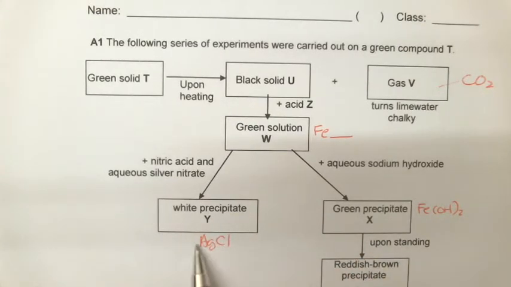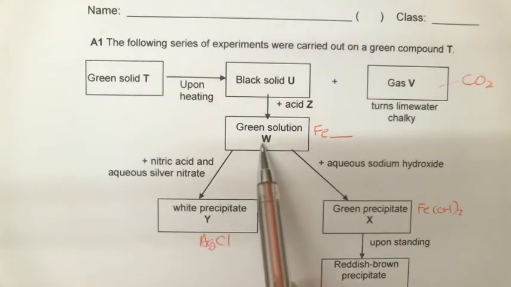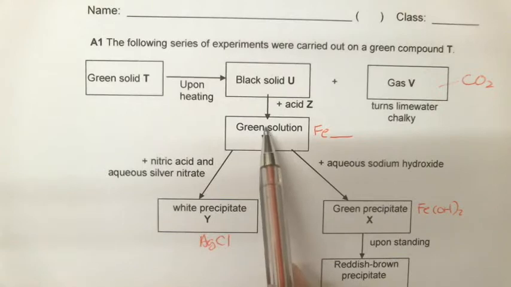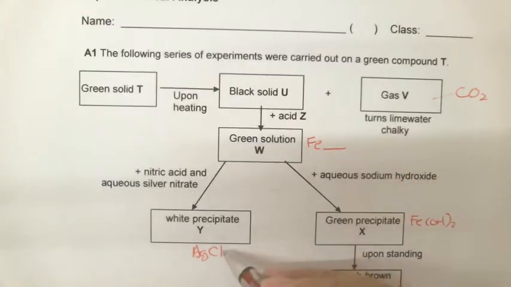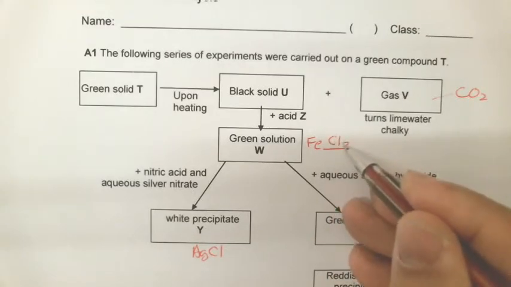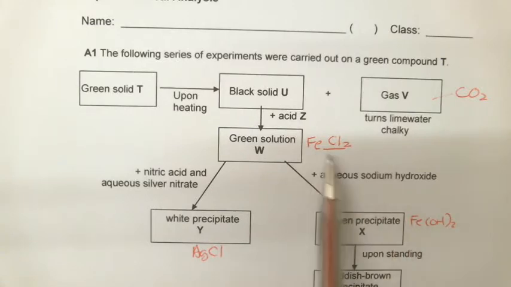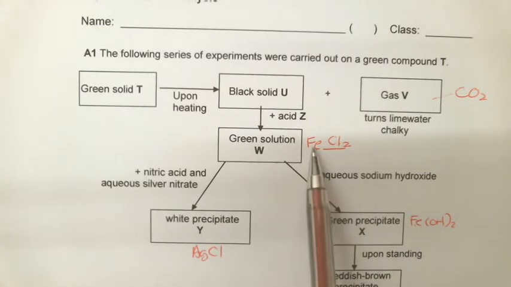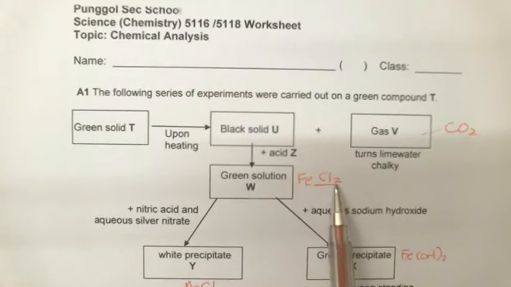If this is silver chloride and we see that the silver chloride, this product here, the silver must have come from here. And where did the chloride come from, since it's a product of this with this? Yes, the chloride must have come from W. So in other words, green solution W must be iron chloride, iron 2 chloride here, because this is iron 2. So therefore iron 2 chloride.